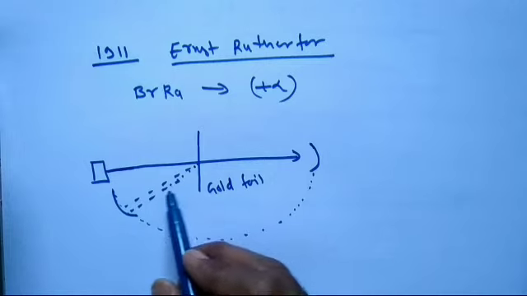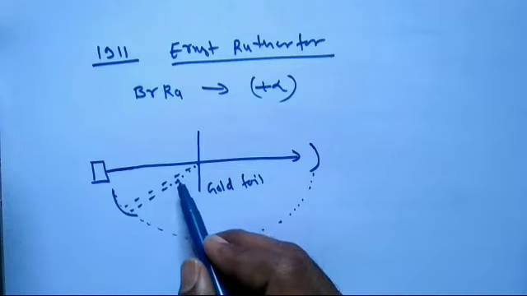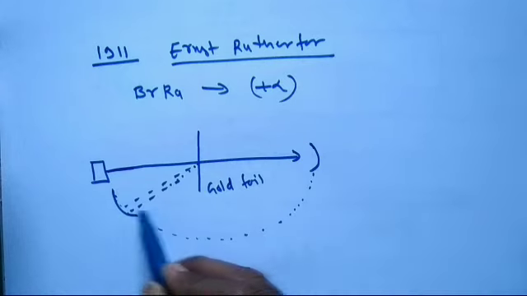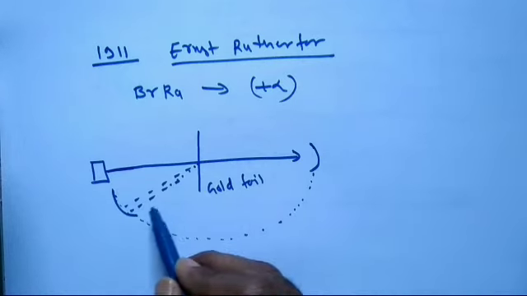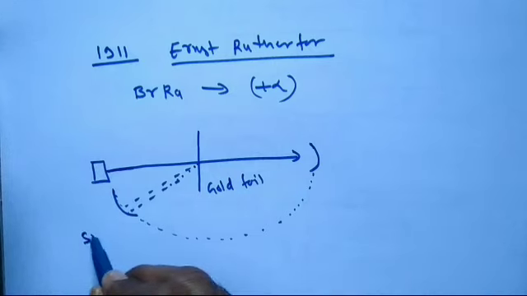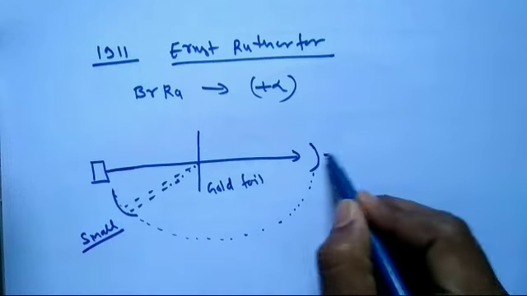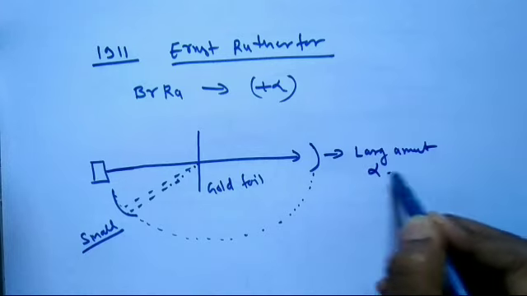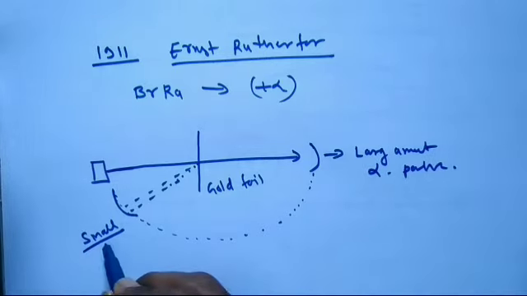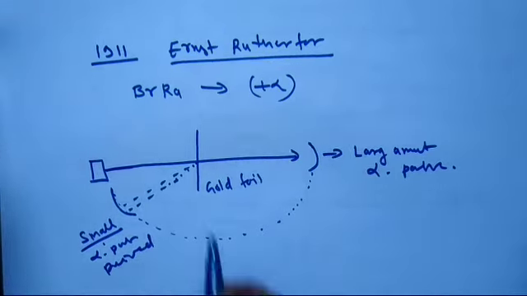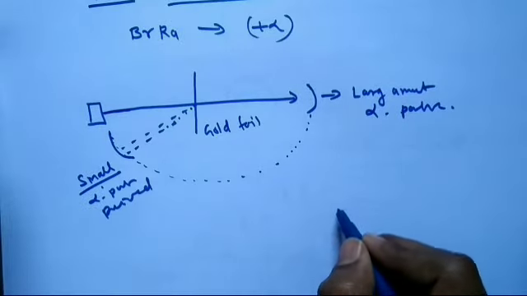Okay, so what is that particle? After putting the gold foil and the detector, the position of the detector is changed. So the detector receives a small amount of alpha particles. Here a very large amount of alpha particles is received. Here a very small amount of alpha particles is received. Why is it happening? Because the gold foil is nothing but gold atoms.